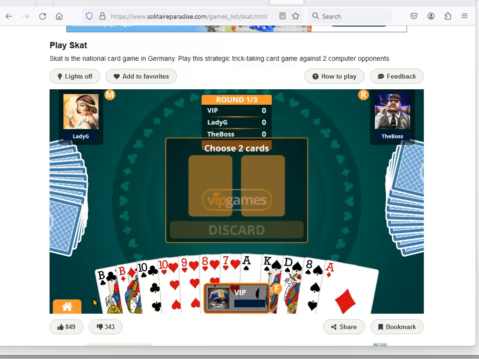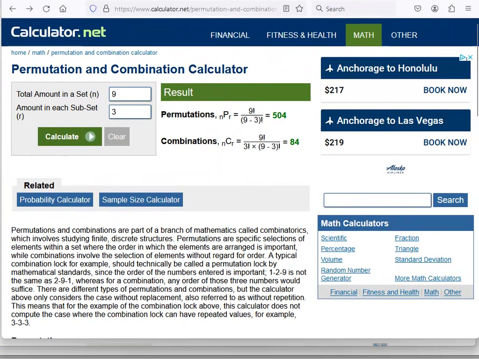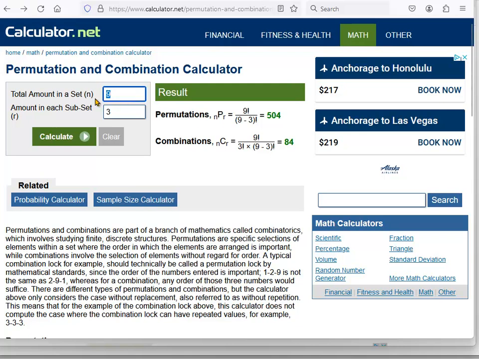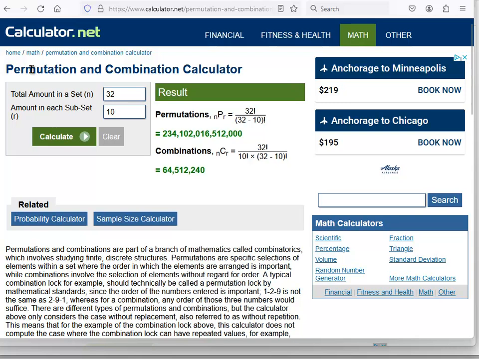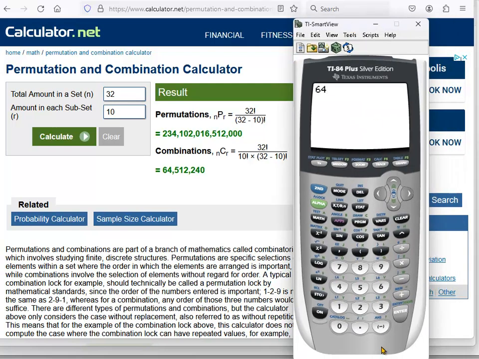The order doesn't matter. Of course, the player is still putting them in a certain order, just as one permutation there. But overall, it's a combination. It doesn't matter in which order these are dealt. It's still the same 10 cards. So basically, for the first player, 10 out of 32 are dealt. There we go, 64 million combinations. I'm typing that here onto the calculator on the side. And this is just the combinations, not even the permutations.